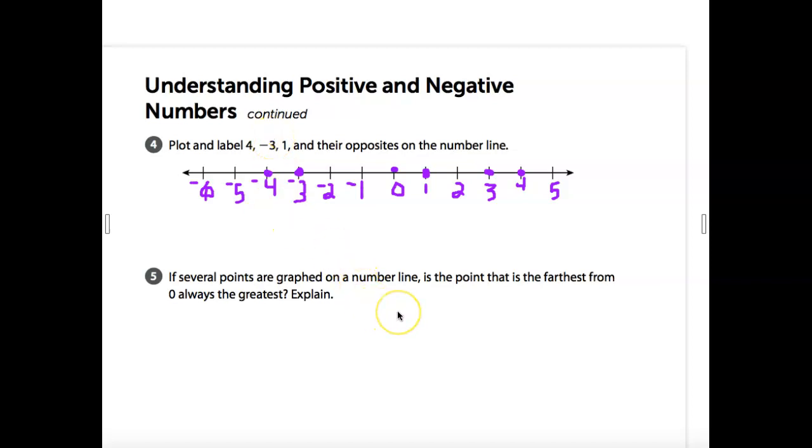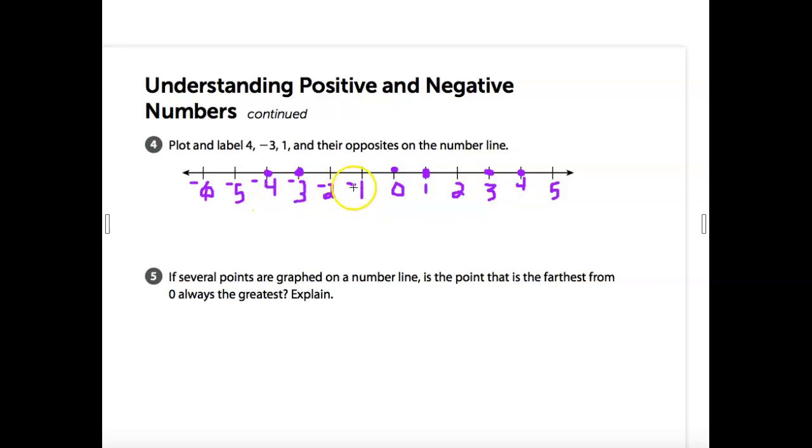All right, so now let's take a look at the number 5. If several points are graphed on a number line, is the point that is the farthest from 0 always the greatest? All right, so we know that to the right of 0, they always get bigger, and to the left of 0, they always get smaller. So negative numbers are always smaller than positive numbers, okay?